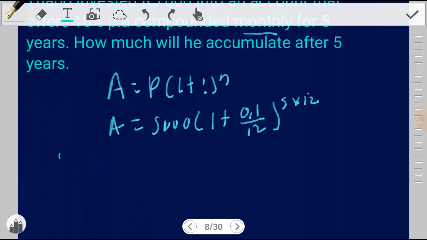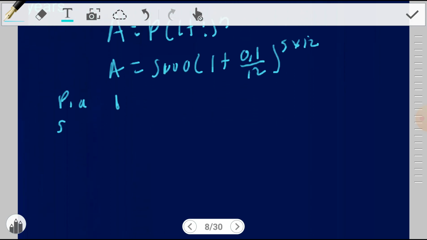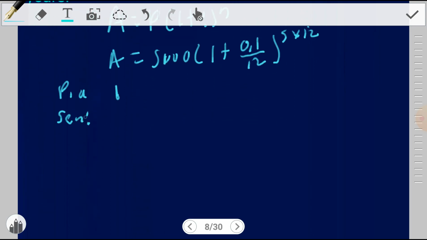If they say per annum, it's just once a year. If they say semi-annually, let me just write it here, semi-annually is twice a year. It means every 6 months, which is twice a year. And then there is quarterly. Quarterly means you are dividing the year into quarters. It just means it's 4 times a year.